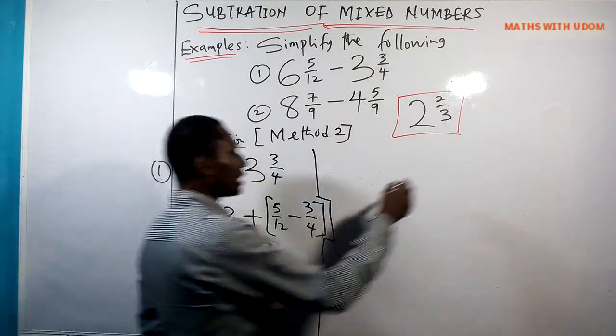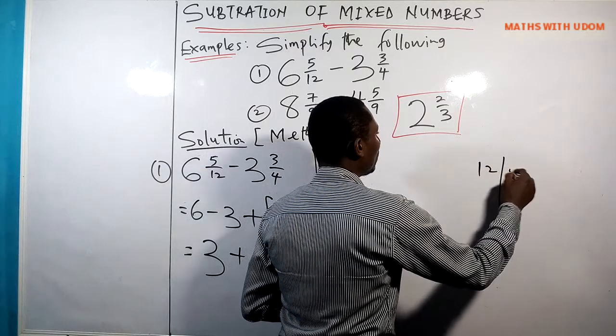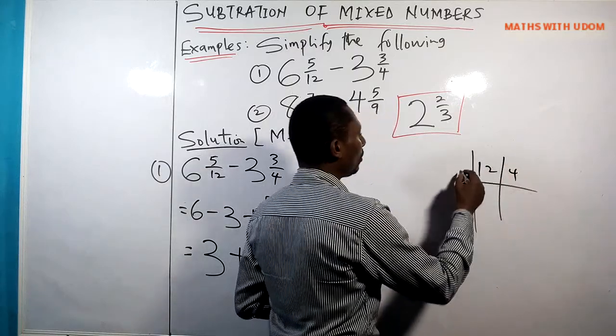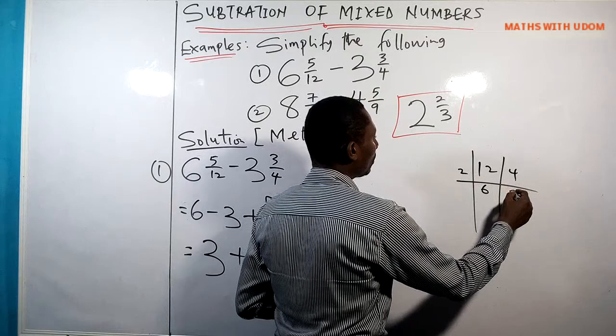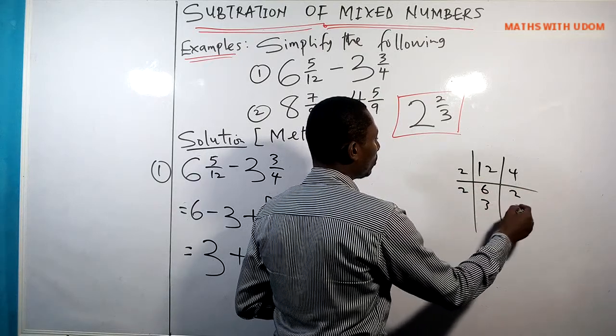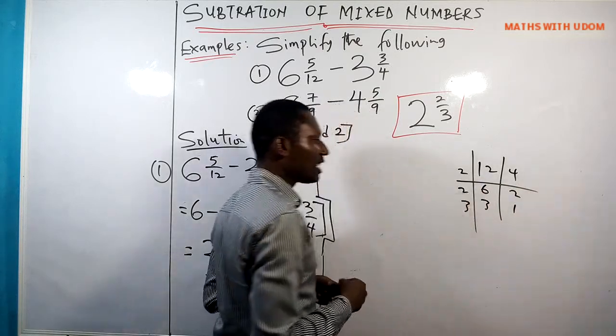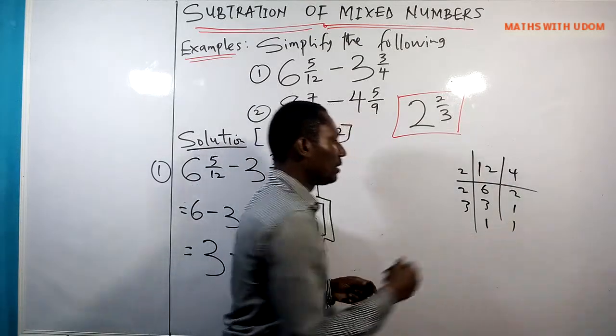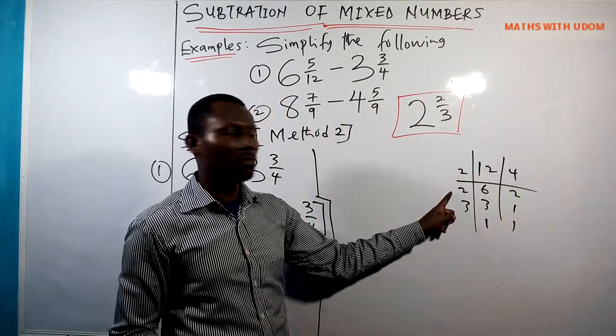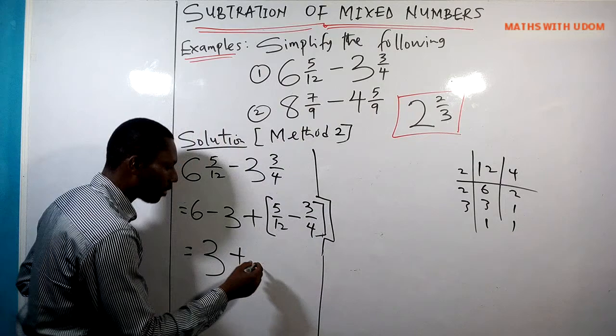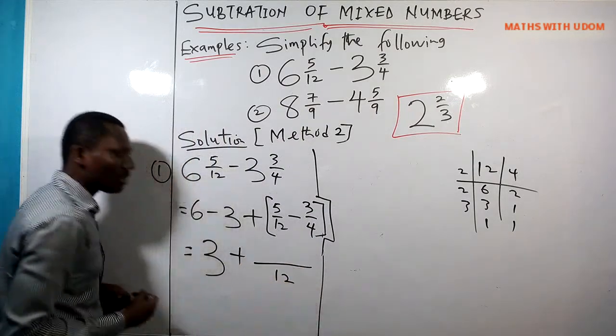Okay? So let's do that. LCM of 12 and 4. So 2 here, 6, 2 here, 2. 2 here, 3, 2 here, 1, then 3. So the LCM now is what? Is 2 times 2, 4. 4 times 3, 12. Then we'll come here and we'll write our LCM 12.